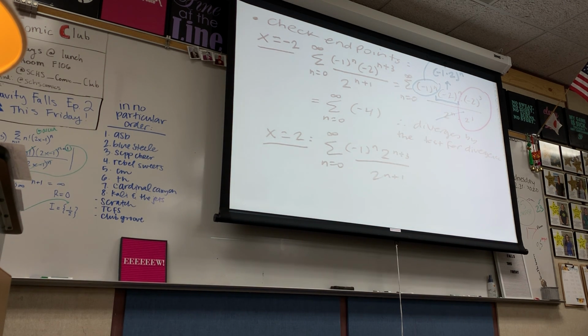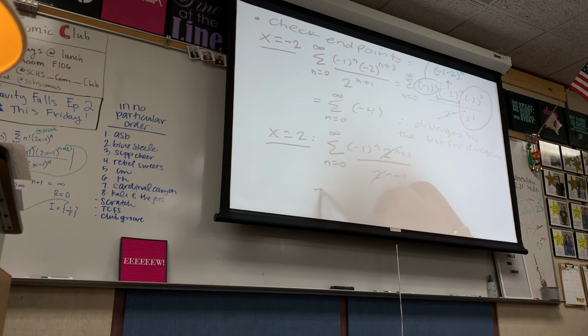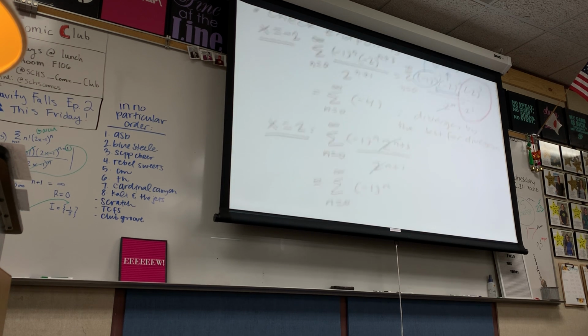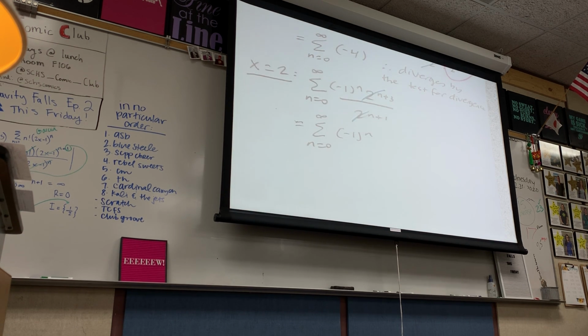Okay, similarly, the 2 to the n's cancel here. And you're just left with what number? Four. Okay, by the alternating series test, this would be your B sub n, correct? Does that decrease? No, so alternating series test cannot be applied.